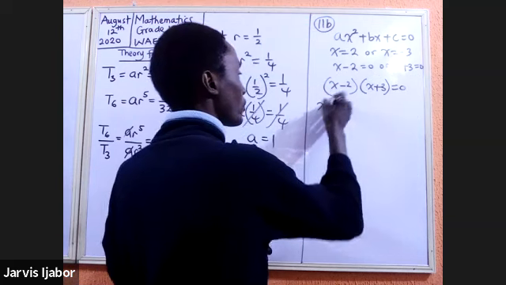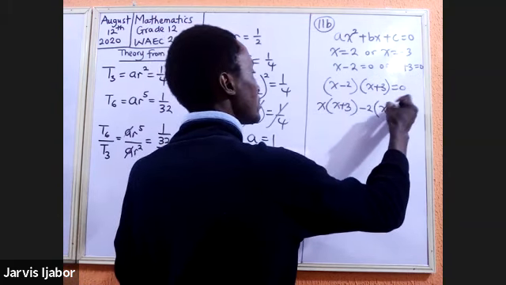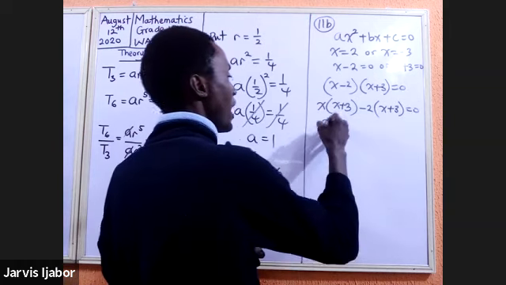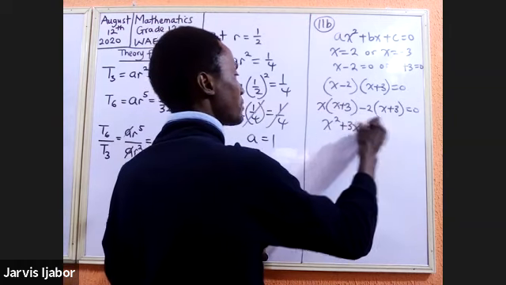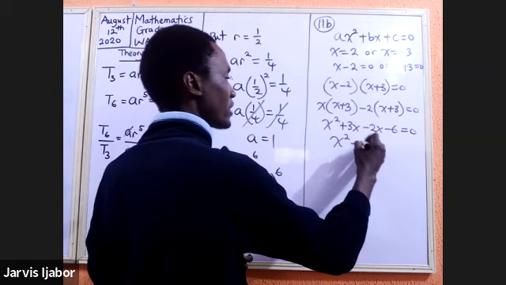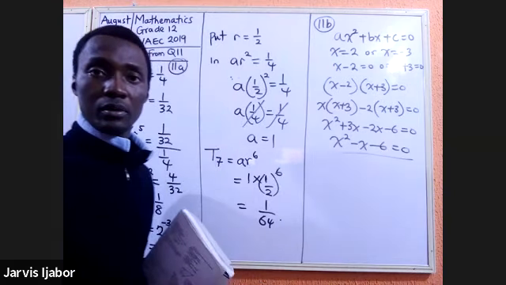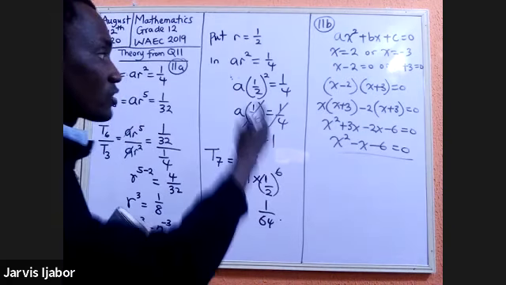So x will go into x plus 3, minus 2 will go into x plus 3, equal to 0. x squared plus 3x minus 2x minus 6 will be equal to 0. So it means that x squared minus x minus 6 will be equal to 0. So that's the solution for 11B.